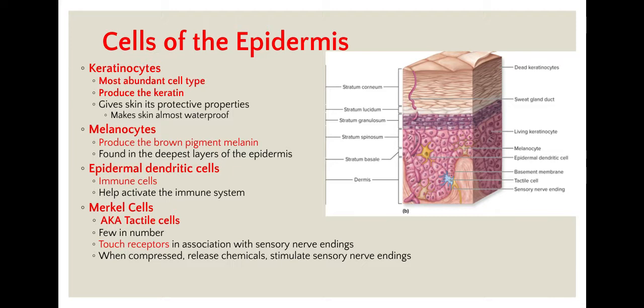And then we've got the Merkel cells, also called tactile cells. They're very few in number. They sort of look spider webby, but they are touch receptors that have a nerve ending associated with them. And so when you feel touch or sensation on your skin, they've been activated and they will release chemicals to those nerve endings that then send a signal to your brain to make a response.